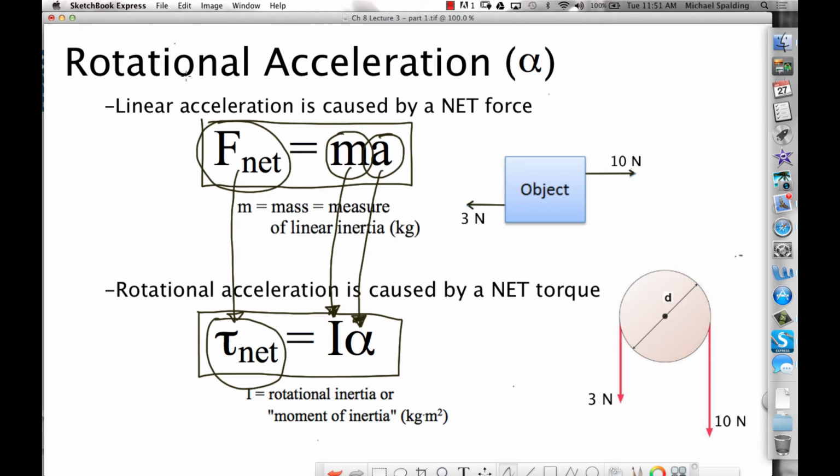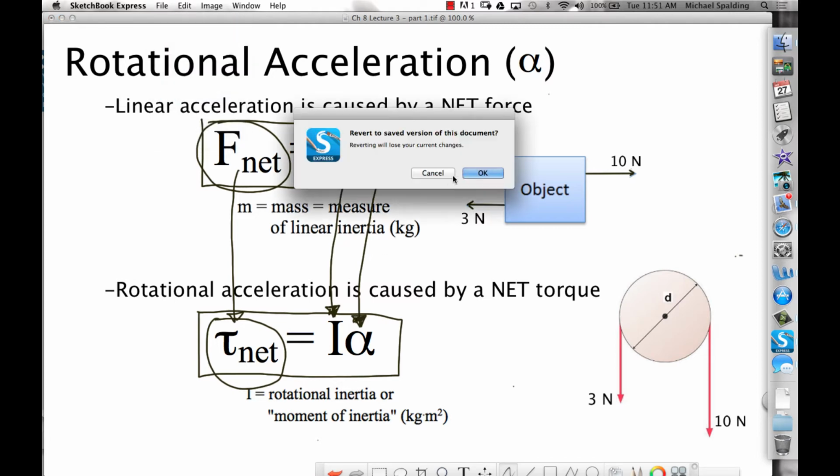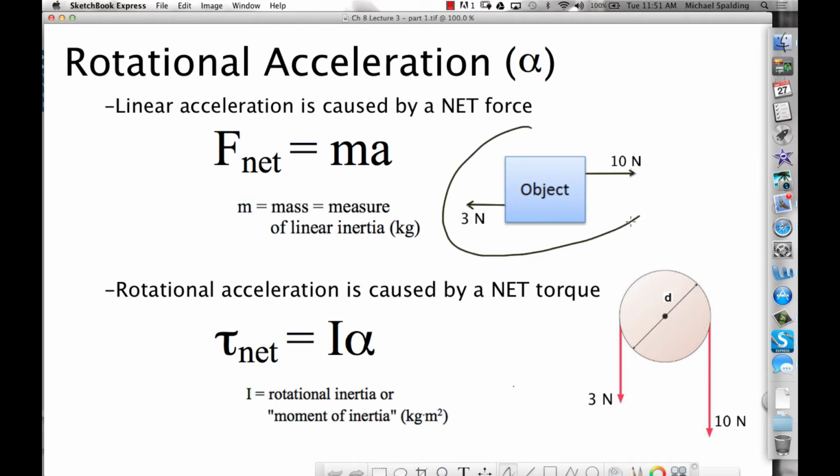All right? Now, let's just look at two situations. If the mass of this object right here is 3.5 kilograms, what would the acceleration be? You're good enough at physics now that you could probably do that in your head. We have 10 newtons to the right, 3 newtons to the left. The mass of the object is 3.5 kilograms. What would the acceleration be? The acceleration here would be 2.